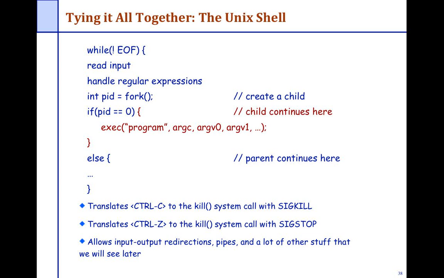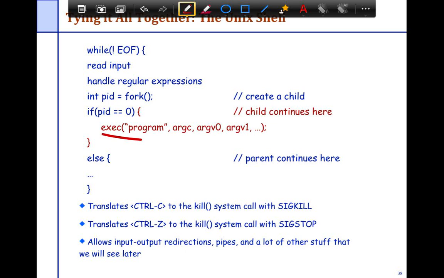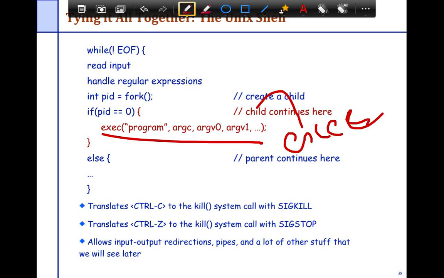And the shell itself needs to support things like pipes and input-output redirection, and it would do this by essentially having multiple execs. So you have one exec, and then you have another one, and then you chain these, right? So you pass the output from one into the input of the other, and so on and so forth.